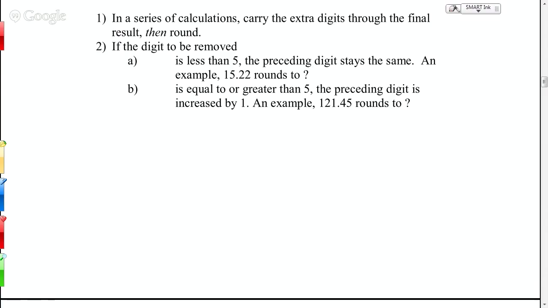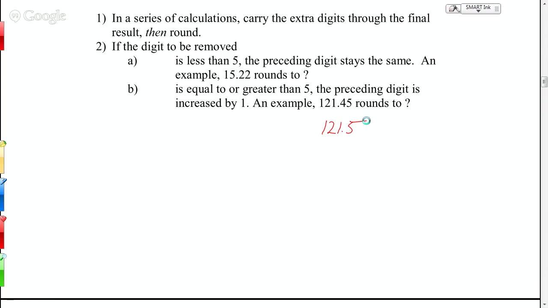And then our general rules, just so we're all doing the same thing. Less than 5, the preceding digit stays the same. If it's 5 or greater, then you round up. So 121.45 rounds to 121.5. This can get a little confusing because some fields do this differently than others, but the general scientific consensus is to do it this way.